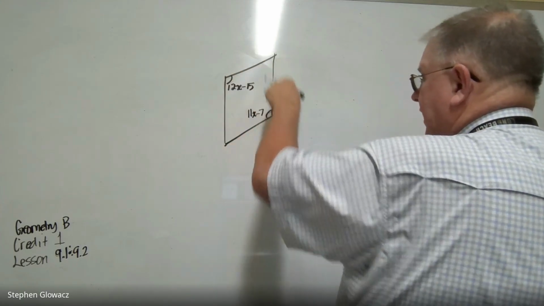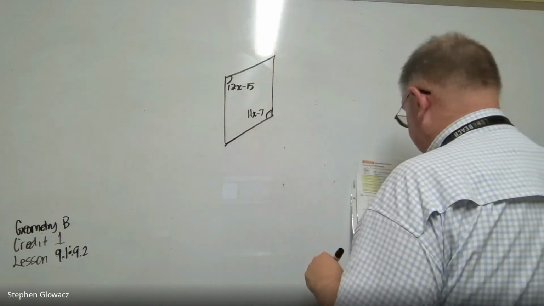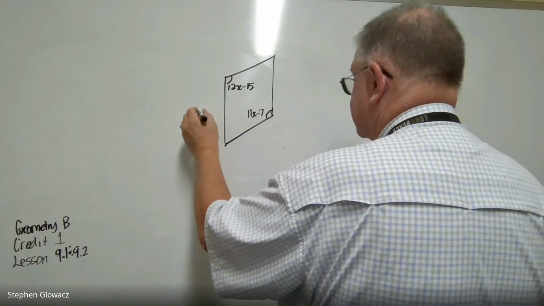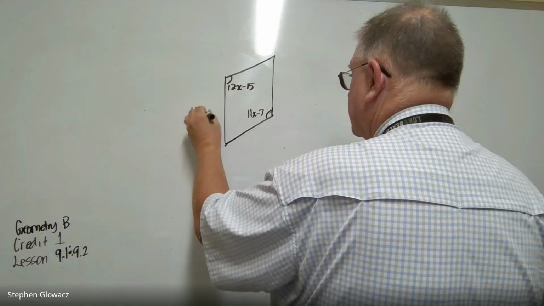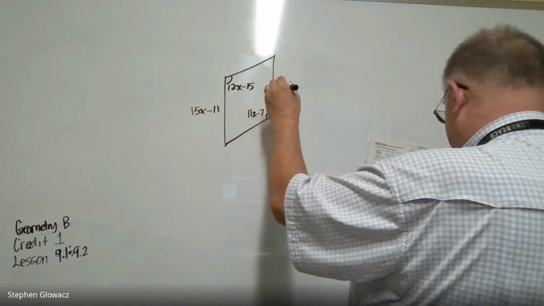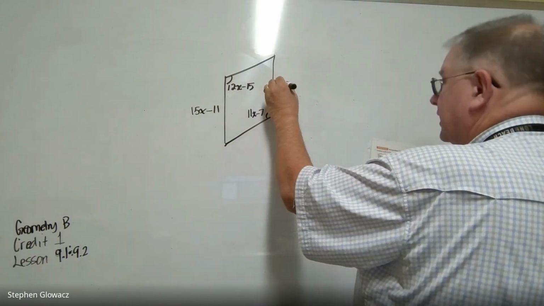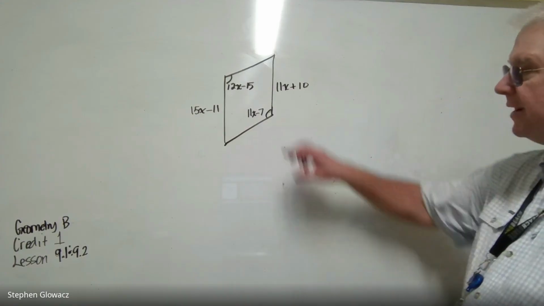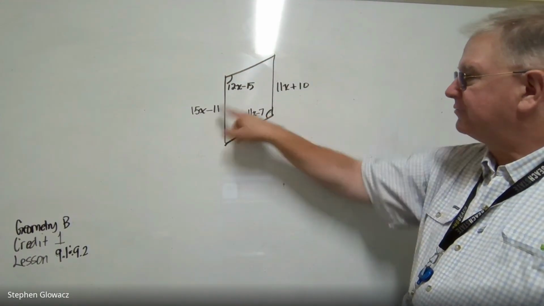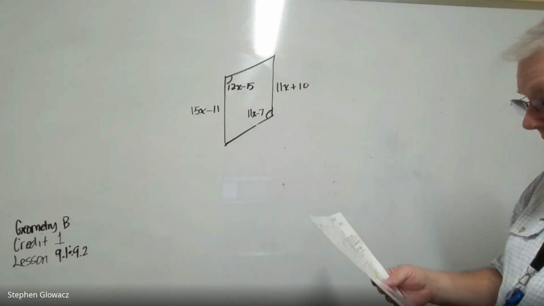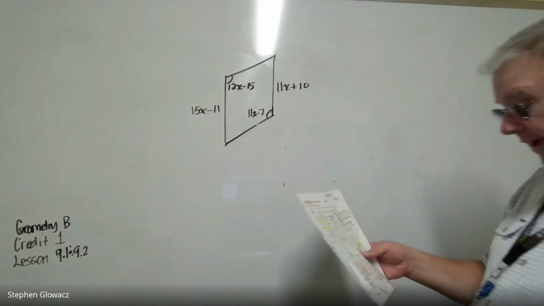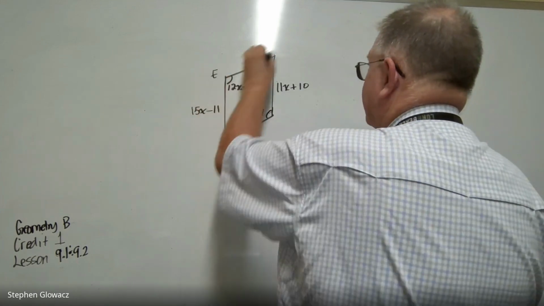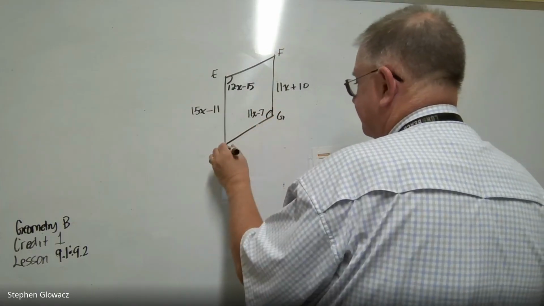And by the way, again, we're going to be given that this is a parallelogram. Over here, we have 15x minus 11. And then over here, we have 11x plus 10. And these are side lengths. So again, these measures in here refer to angles. These refer to side lengths. All right, so let's call this parallelogram EFGH.